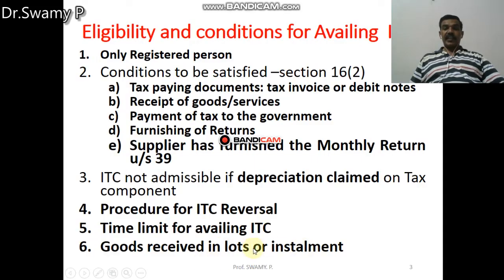The next point is the time limit for availing input tax credit. This is very important. The time limit for availing input tax credit is the 20th of October in the next financial year, or the due date of filing the returns. These two dates, whichever is earlier, will be the time limit.